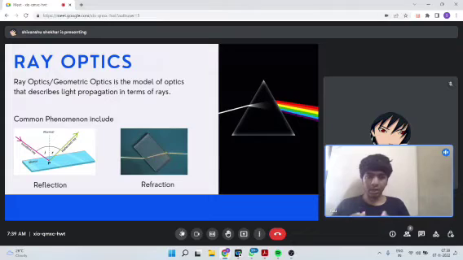Right. So starting off with the most basic level, which is ray optics. Ray optics or geometric optics is the model of optics that describes light propagation in terms of rays, wherein a ray is essentially a line which has a direction and has a defined starting point. The common phenomena included in ray optics are reflection and refraction, both of which we'll be studying very soon.